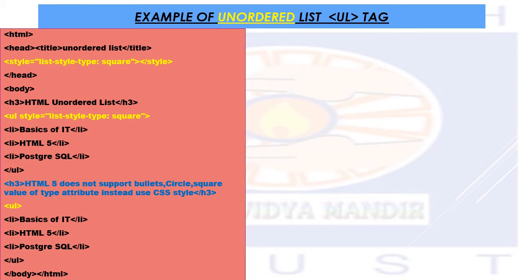Either you want to use the square bullet, a circle, or a disk, and then close the style tag immediately, because this is what I wanted in the CSS. That is what we have defined over here. Now where to use it and how to use it, you can see here. After closing the head tag, open the body tag, and then open the H3 tag. Here, HTML unordered list. Here is how you put the UL tag.